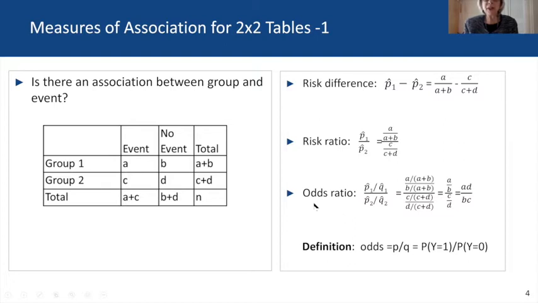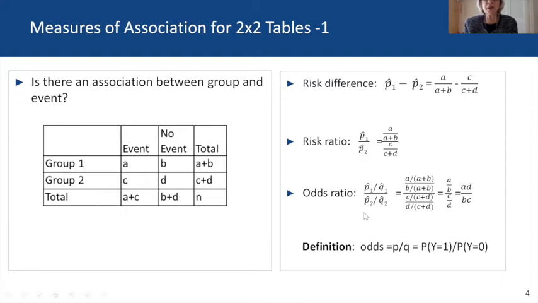But then there's a third measure of association referred to as the odds ratio, which is used in logistic regression. Let's first define what odds are. Odds are P over Q. In other words, the probability that the event Y equals 1 divided by the probability that the event Y equals 0. And if we look at our notation in the table, we would say the odds of the event in group 1 is the proportion with the event divided by the proportion without the event. So that's A over A plus B divided by B over A plus B. So that's our overall numerator.